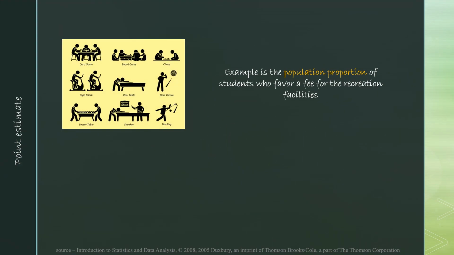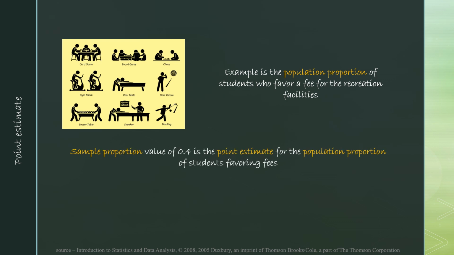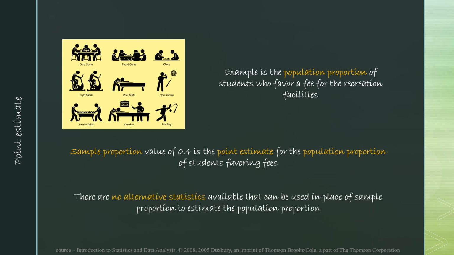An example is the exercise to estimate the population proportion of students who favor a fee for the recreation facilities. The sample proportion value of 0.4 is the point estimate for the population proportion of students favoring fees. There are no alternative statistics available that can be used in place of the sample proportion to estimate the population proportion.